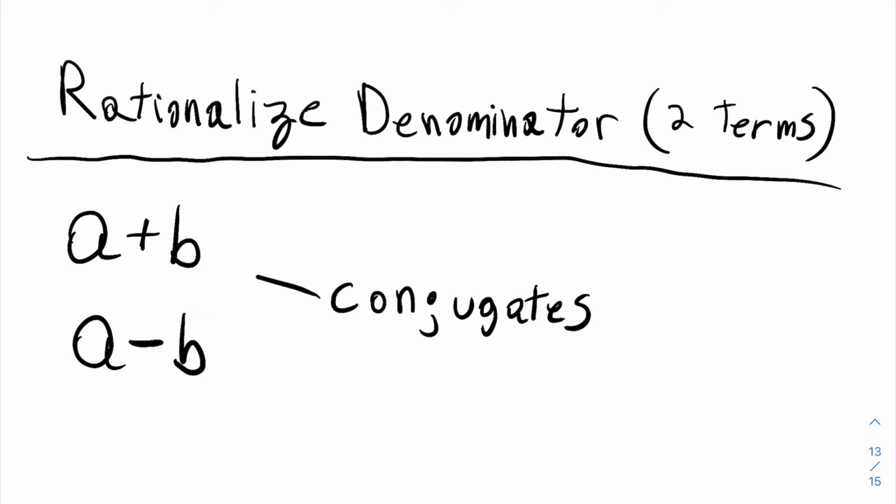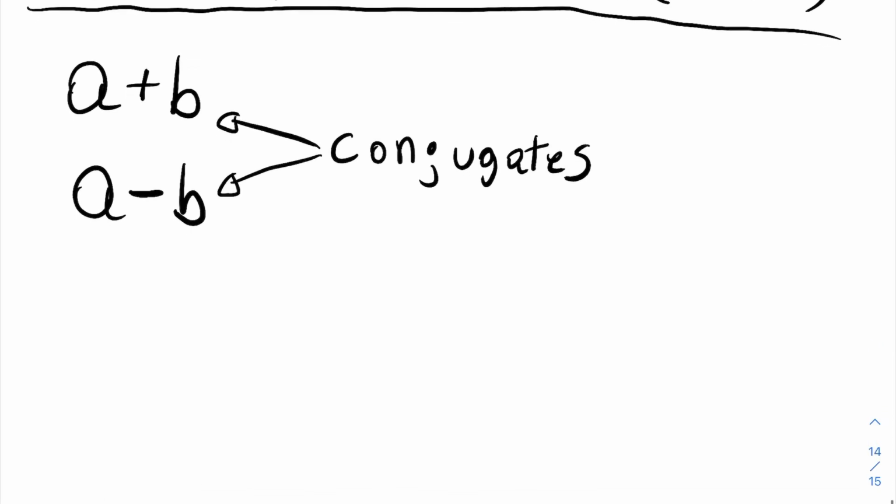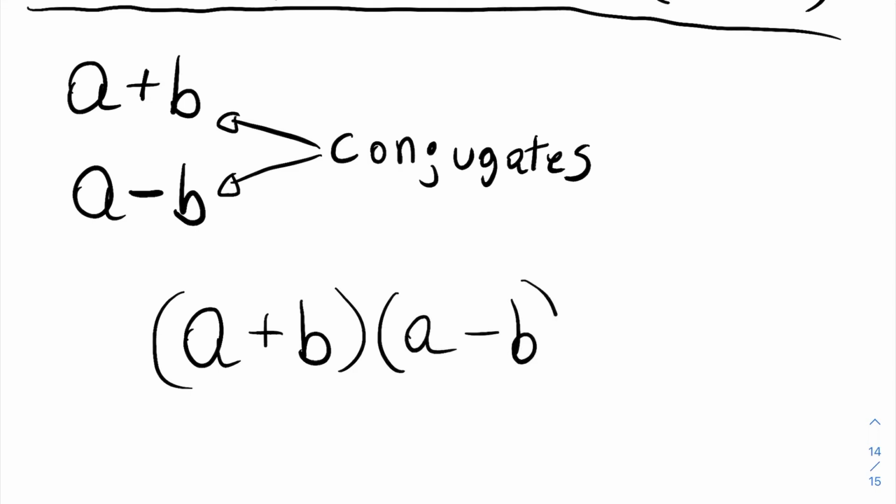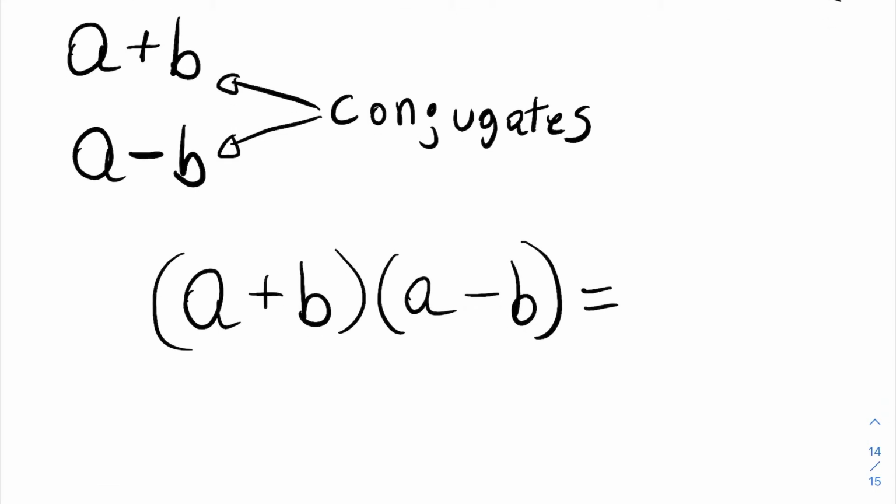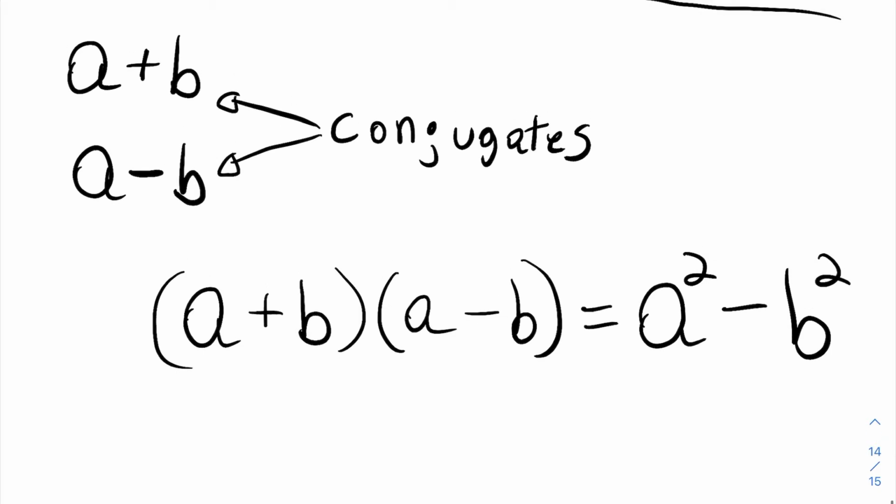So they're called conjugates. So whenever you're adding and subtracting the exact same two things, those expressions are called conjugates. Now, the nice thing about conjugates is that when you multiply conjugates together, a plus b times a minus b, you get a binomial because the middle term cancels. The two middle terms will cancel. You'll get a squared minus b squared, which is what we call a difference of two squares. So when you multiply conjugates, you get a difference of squares.